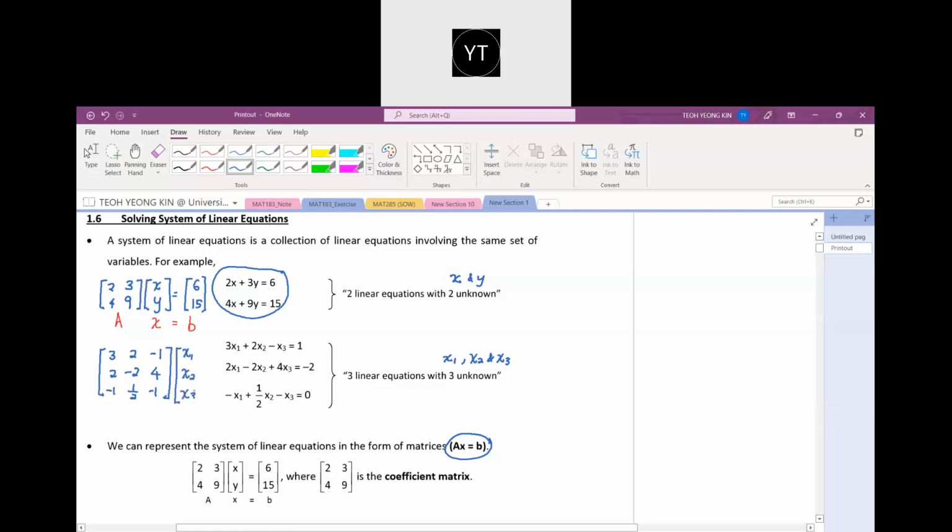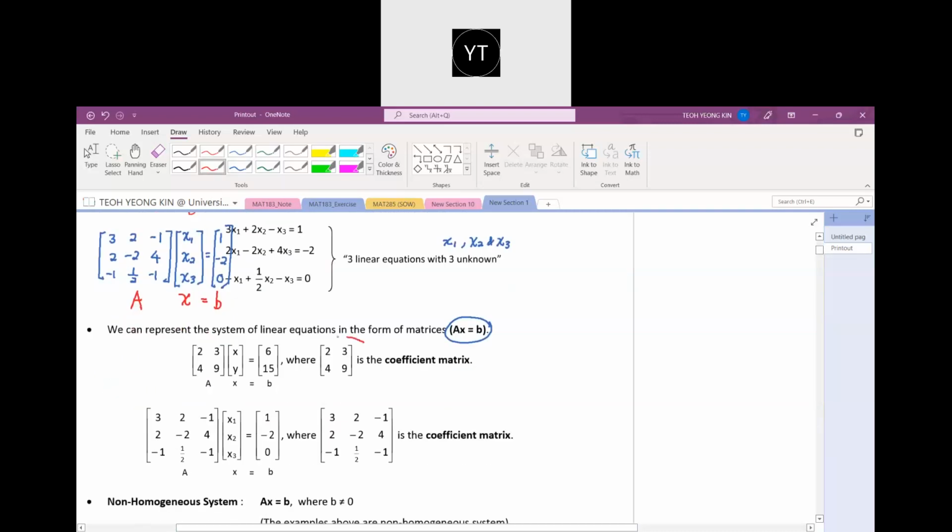x3. Sometimes it is x, y, and z. Ada masa x, y, z. Terpulang lah. It depends on the question. So here the constants will be 1, negative 2, and 0. So first, what you need to know is how we are going to represent it in matrix form. Pertama sekali, apa yang you kena tahu adalah cara kita represent, kita mewakili dia dalam bentuk matrix. So this is the matrix form.